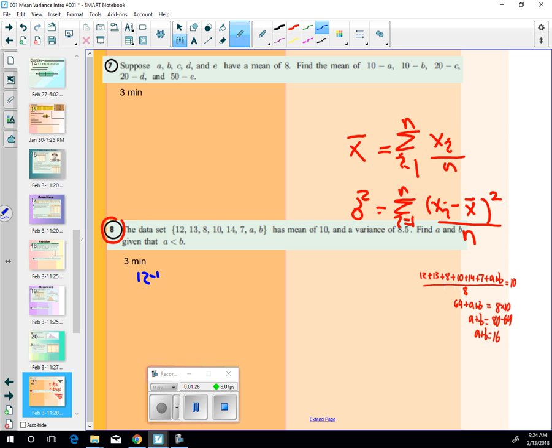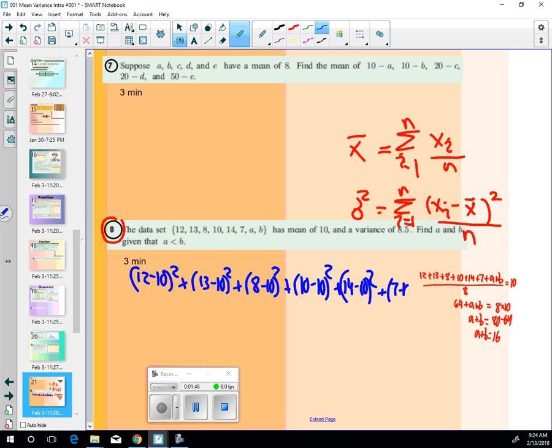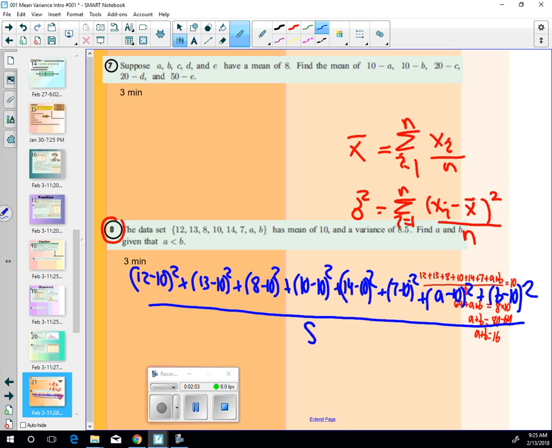So you go 12 minus 10 squared plus 13 minus 10 squared plus 8 minus 10 squared plus 10 minus 10, I like that, squared plus 14 minus 10 squared. Come on, so many. 7 minus 10 squared plus, and then the last two, A minus 10 squared plus B minus 10 squared. All over what? How many of those are there? 8 is equal to 8.5.